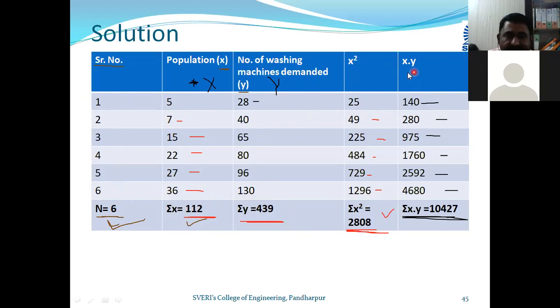And last, x into y. So this is your x value, this is your y value. This column is for x value and this column is for your y value. So 5 into 28, 7 into 40, 280. Like this I have gone for multiplication of these two values, up to 130 into 36. And the last stage is addition of this column, summation of xy. So 140 plus 280 plus 975 plus 1760 plus 2592 plus 4680. You will get the value summation xy is equal to 10427. So this value you will get.